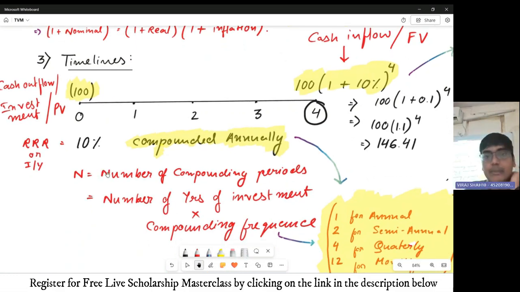N is equal to the number of compounding periods, which is equal to the number of years of investment into compounding frequency. N is equal to 4 into 1, because we invested for 4 years.